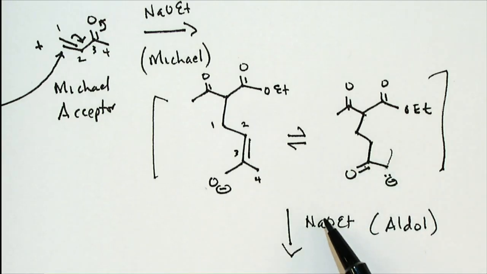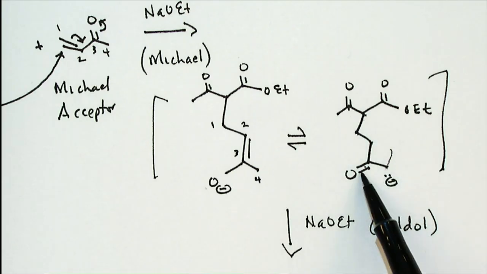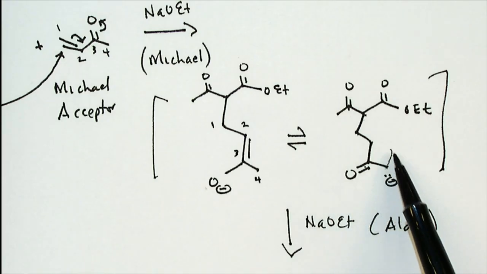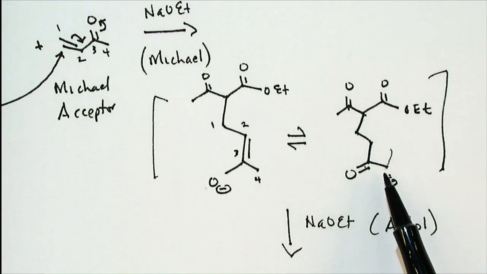In the second step, when I throw in the base, where am I going to deprotonate? I'm going to deprotonate alpha to a carbonyl that corresponds to the part that used to belong to your Michael acceptor. How do I then determine whether it's that alpha carbon or that alpha carbon that gets deprotonated? Usually you can do it very simply by looking at the size of the ring that you will make.